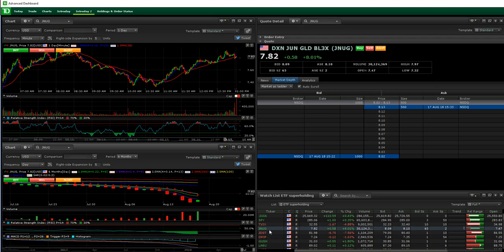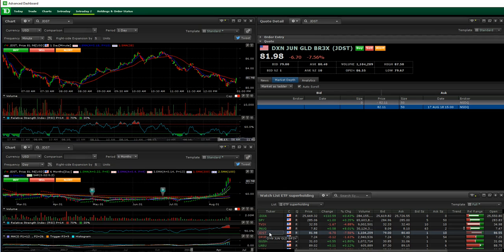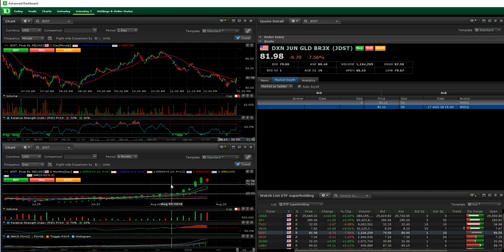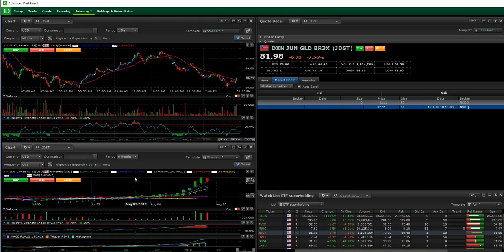Alright, now let's take a look at another example here. So JDST here had a bullish run on the daily, so we can see that all of the EMAs, the fastest EMA is of course up top, and the SMAs, which are slower, are down below.